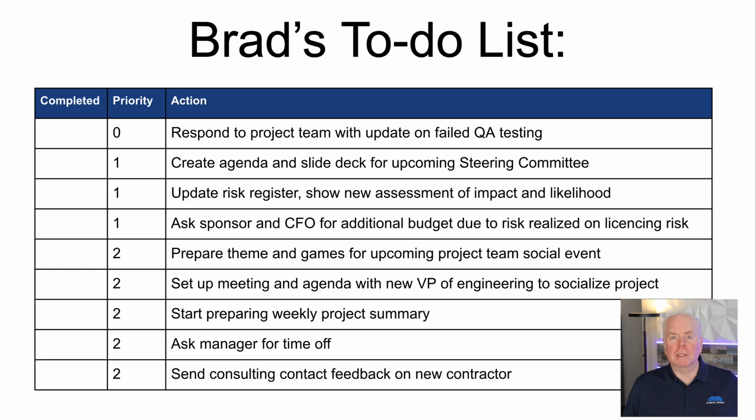So before moving on, let's stop and take a look at our to-do list and see how we're doing against it. So you can see that we've accomplished the first item, which is to respond to the team about the QA failure. We've actually finished the second item as well, which is create an agenda and a slide deck for the steering committee. And this is assuming that I've gone and built the slides based on what the chat bot has said that I should. And we've created a risk table and updated it to reflect a risk that has just materialized. So we're done with items 1, 2, and 3.